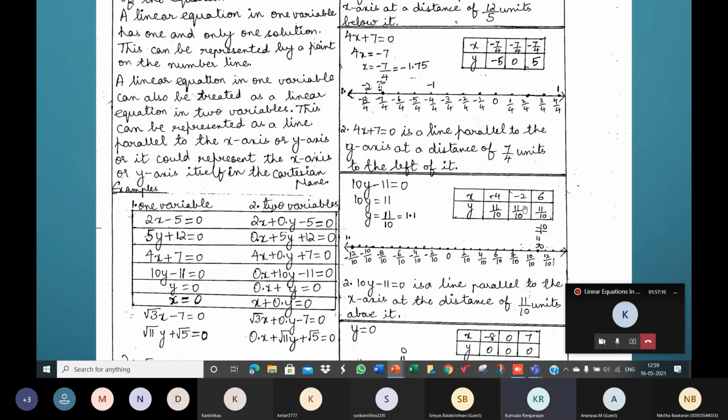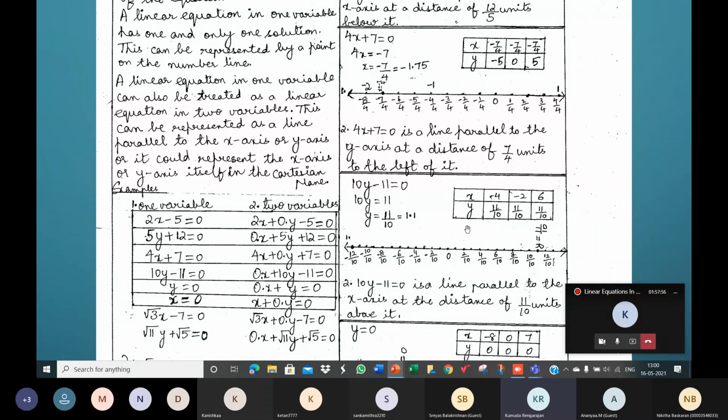All right, children. So in the same way, help yourself with the fourth one. This 4x plus 7 is equal to 0. So since y is 11 by 10, y will always be 11 by 10 for any value of x, whatever value you give for x. I told you, when it is 0x, wherever the coefficient is 0, there you give different values. Anyway, it's going to be 0. So y is equal to 11 by 10 means y is always 11 by 10 for any value of x.